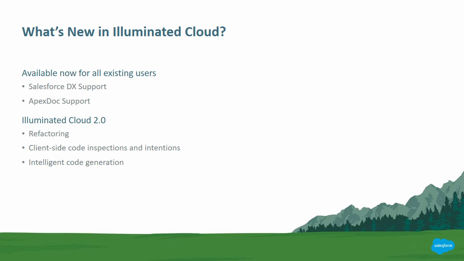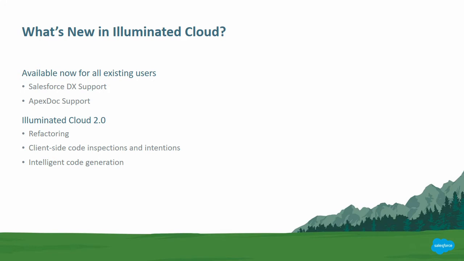Obviously, Salesforce just released Salesforce DX. It went GA with Winter 18. I want to show the built-in support for that. Apex Doc, if you're not familiar with that, I'll show it, but it's basically a way to document your APIs, your Apex classes. And then some of the features of Illuminated Cloud 2.0.